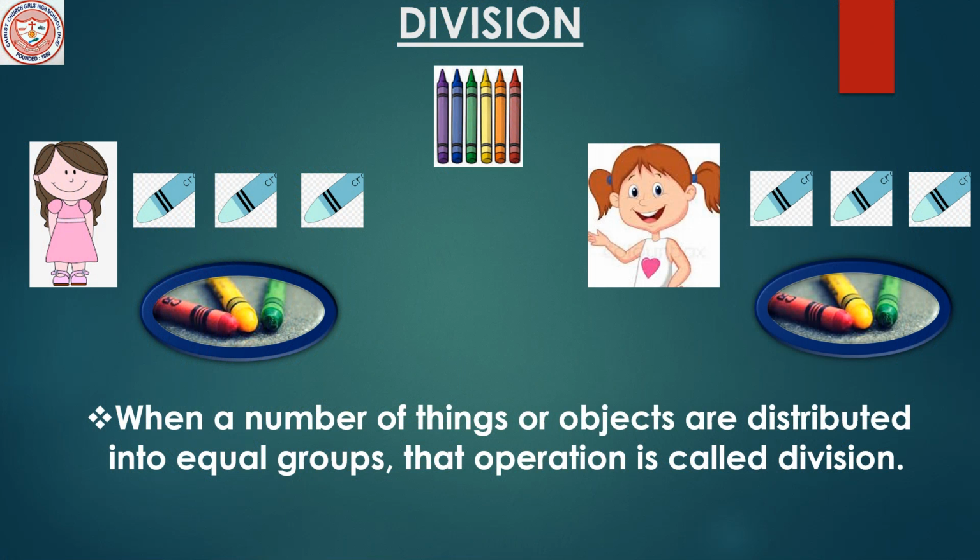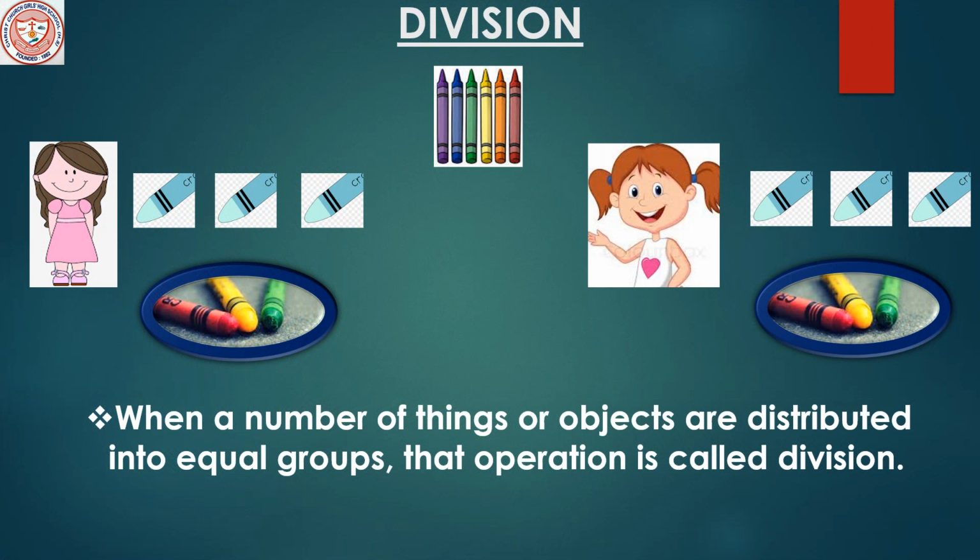Look, here are 6 crayons. Now, suppose you have to share these crayons equally among your 2 friends. How will you do this? Let's distribute 6 crayons equally between your 2 friends. How many will each one get?